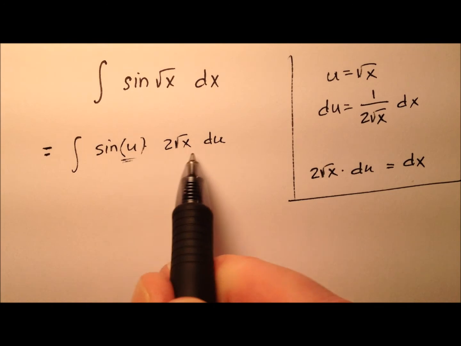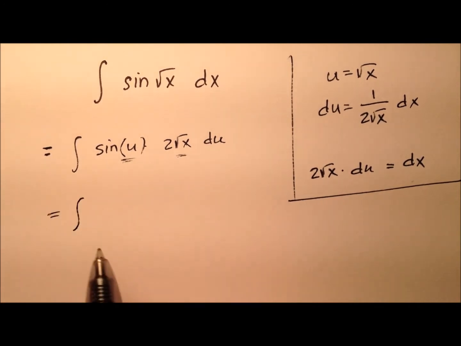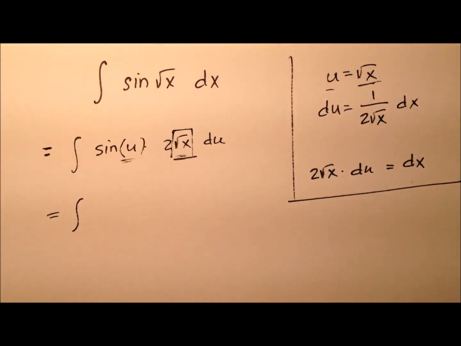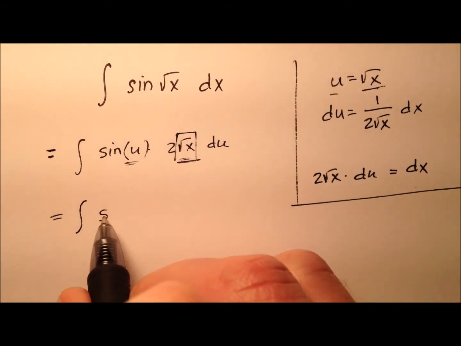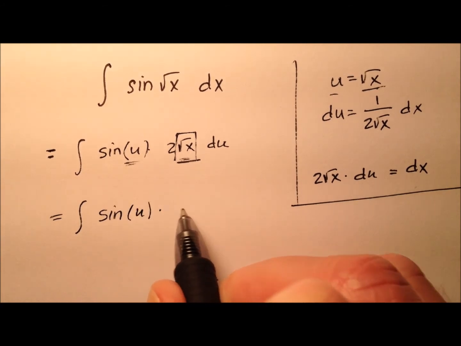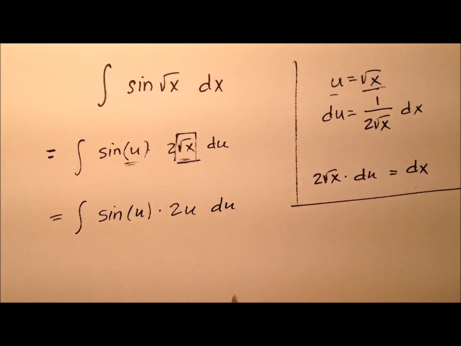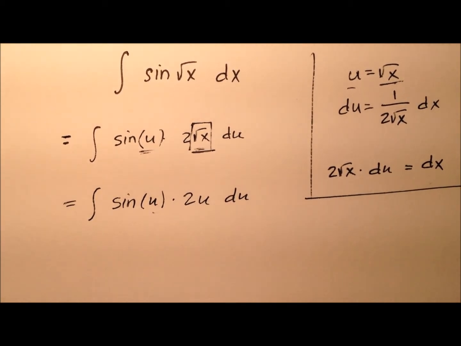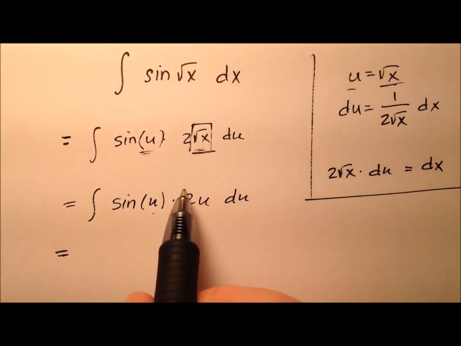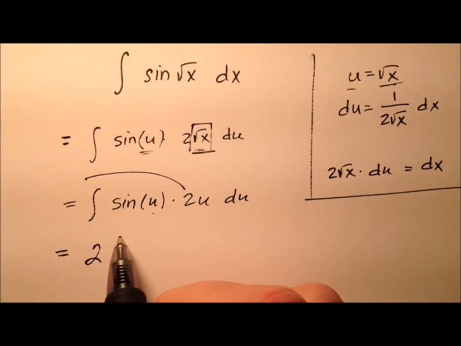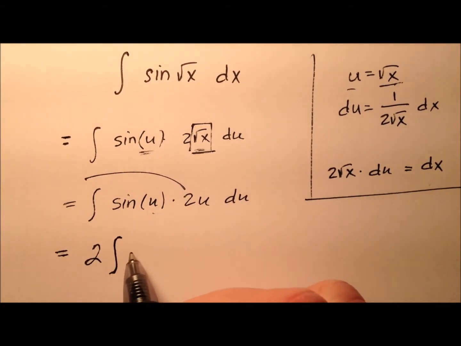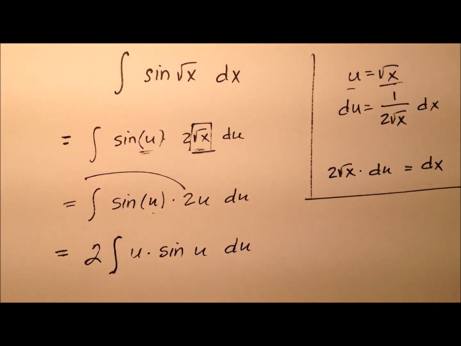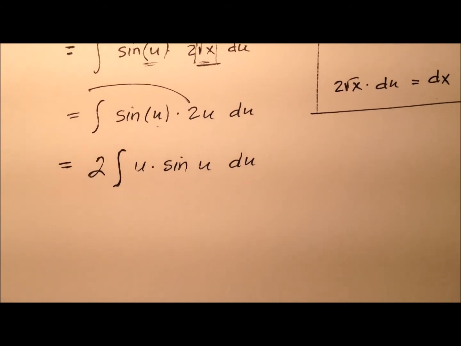Well, we kind of have a mixture of u's and x's, so that's no good. But the square root of x here, I know is actually u. Okay, so I have the sine of u times 2u du. And now this is a much better situation because everything is in terms of u now. Let's go ahead and rewrite this a little. This 2 I'm going to bring out front, so 2 times the integral, and I'll say u times the sine of u du. And now let's go ahead and use integration by parts on this.